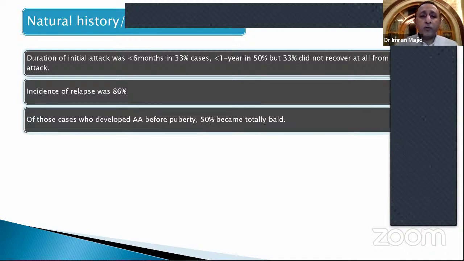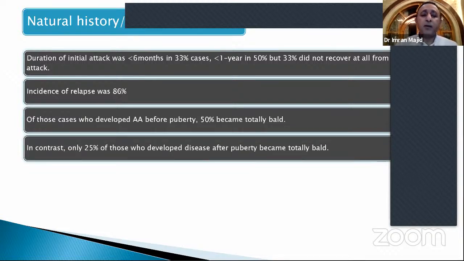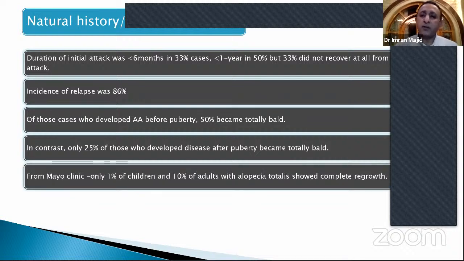And of those cases who developed alopecia areata before puberty, 50% eventually became totally bald. In contrast, only 25% of those who developed disease after puberty became totally bald. So onset of the disease is very important. Persons in whom the disease starts early have a worse prognosis. And from Mayo Clinic, only 1% of children and 10% of adults with alopecia totalis showed complete regrowth.